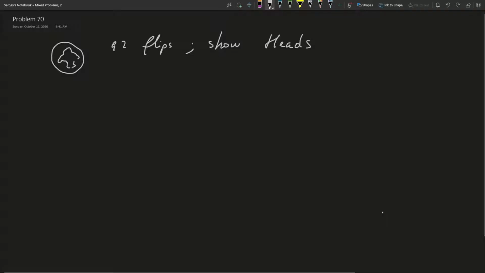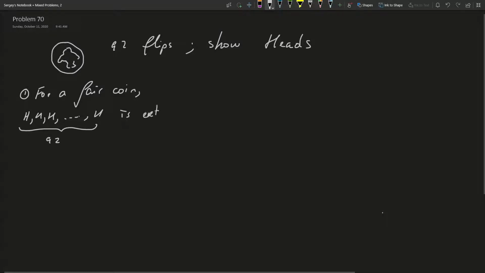So the first observer says that for a fair coin, a sequence of 92 heads, this is 92 here, is extremely unlikely. And so the coin is likely biased.